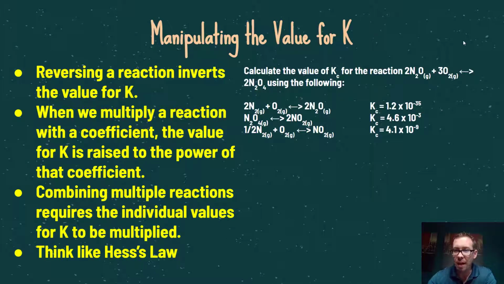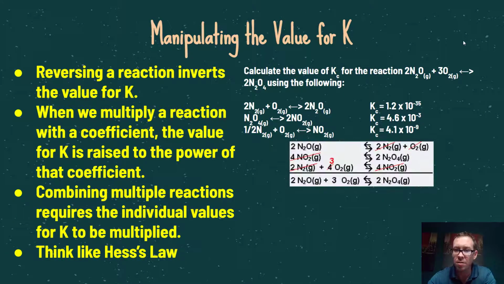I want to calculate the value for Kc for this reaction, and I'm given the following, and I need to be able to manipulate this in order to get this to work. Well, the first thing I'm noticing here is that we need 2 N2O on the left side, so I'm actually going to flip that very first one, so that way that 2 N2O is on the left side.